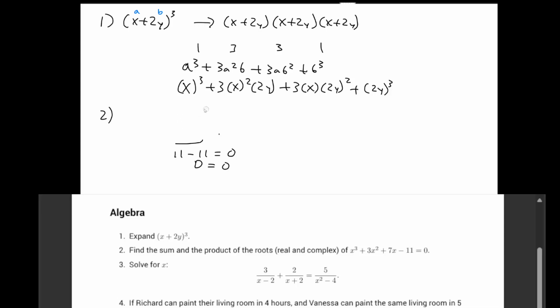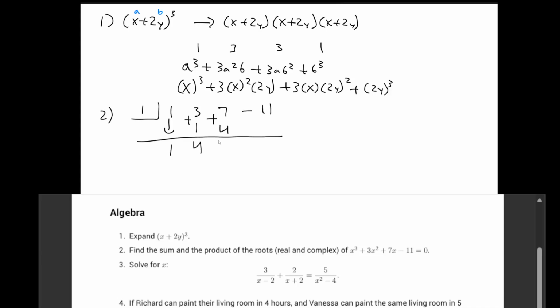So, knowing that 1 was one of the roots here, I'm going to use synthetic division so that I can get this into a quadratic equation. So I have a 1 here, then the coefficients of the cubic equation: 1, 3, 7, negative 11. I bring the 1 down here. 1 times 1 is 1, plus 3, 4. 4 times 1 is 4, add to the 7, 11. 11 times 1 is 11, add, and we get 0.